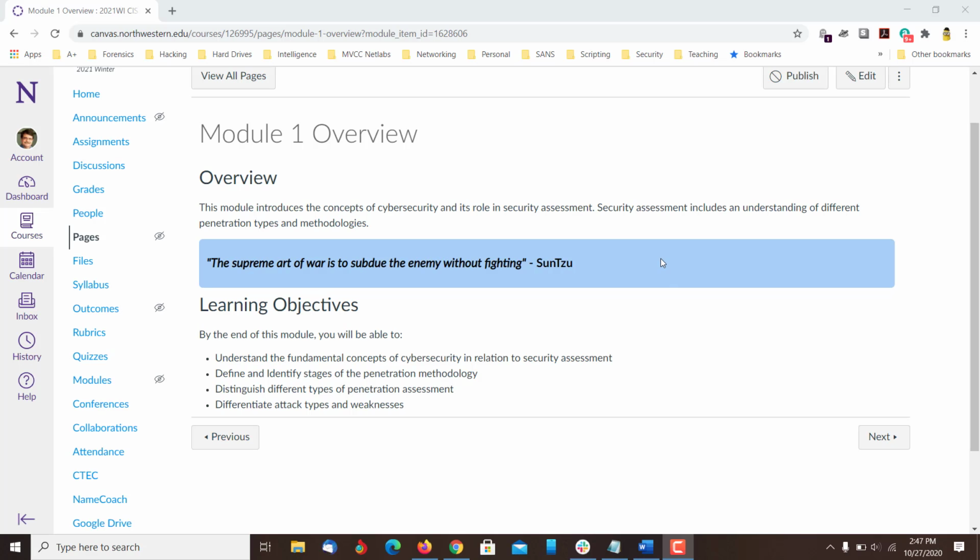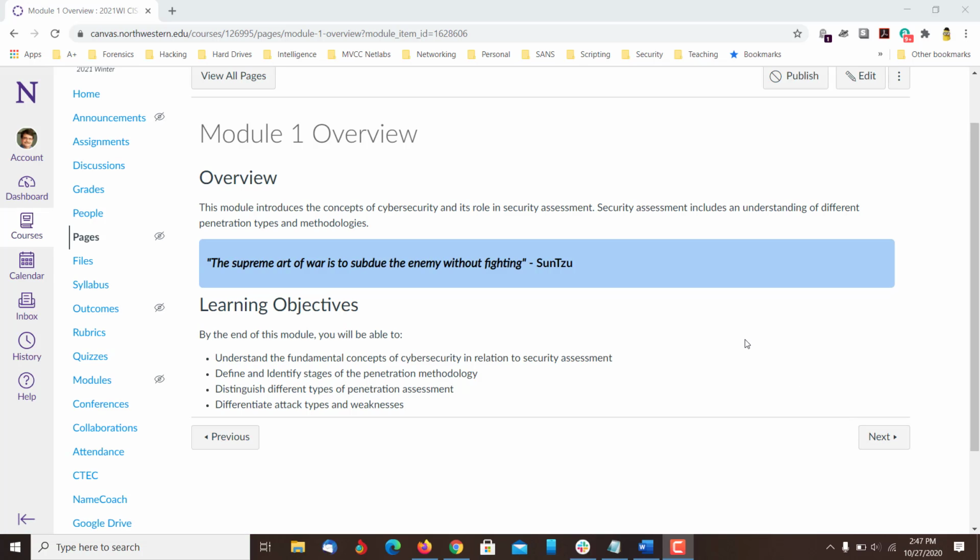This particular module covers exactly the methodologies we're going to talk about in this course. Everything from the pen testing standard to the cyber kill chain, all the different penetration methodologies, including some of the different assessments that are done.